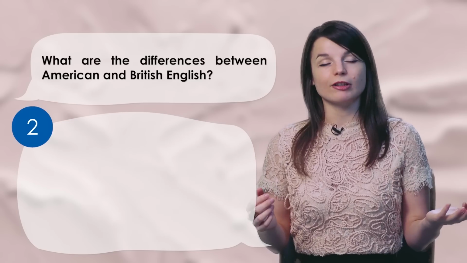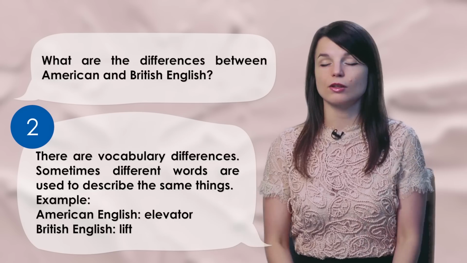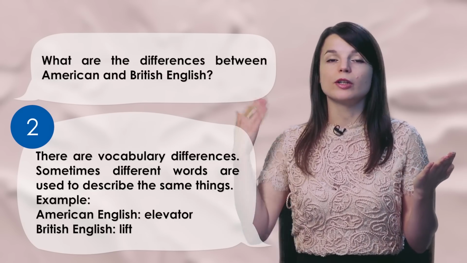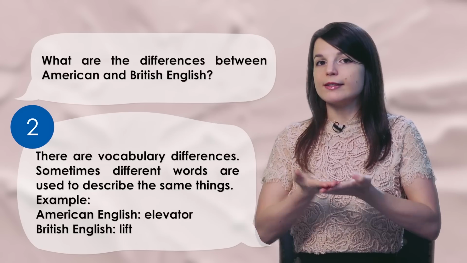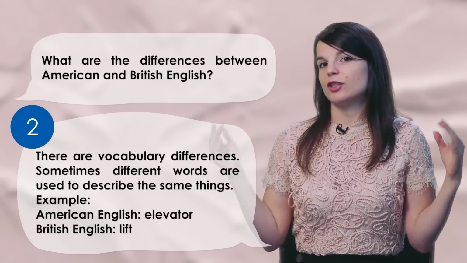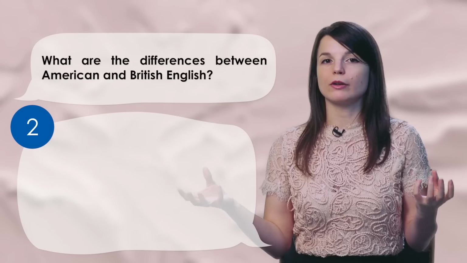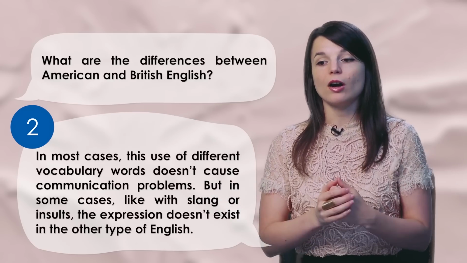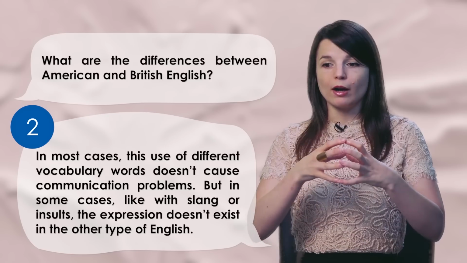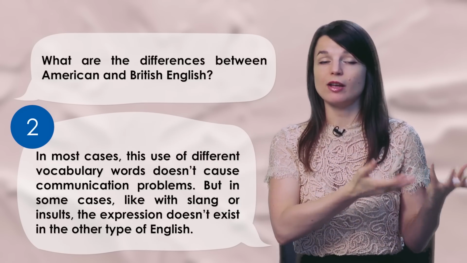The second big difference is vocabulary. There are just different words used to describe the same things. A great example of this, in American English we say elevator. In British English the word is lift. So they refer to the same thing, that box that moves people up and down buildings. It's just different words for that. In most cases, using different vocabulary won't be a problem. But there are some cases, like with slang or with insults especially, where maybe one type of English has that word and the other type of English doesn't have that word.